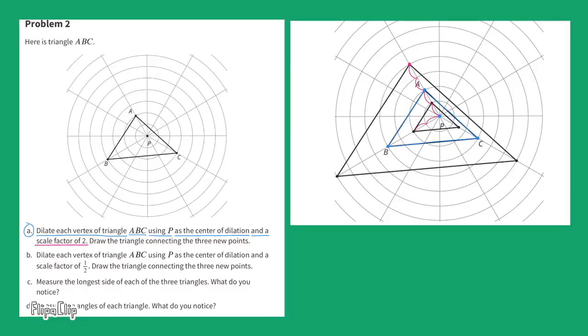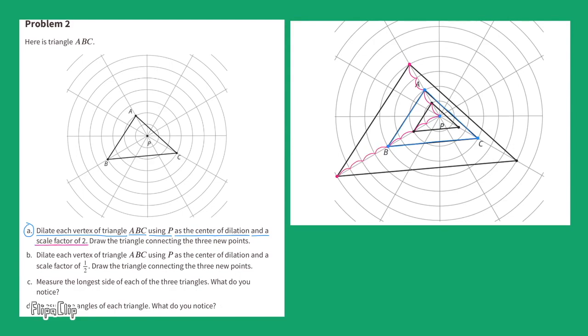Now I'll follow the line from center point P straight through point B, and I count 4 units between center point P and point B. And since there's a scale factor of 2, I multiply 4 times 2 for a total of 8 units. The new point will be 8 units away from center point P.